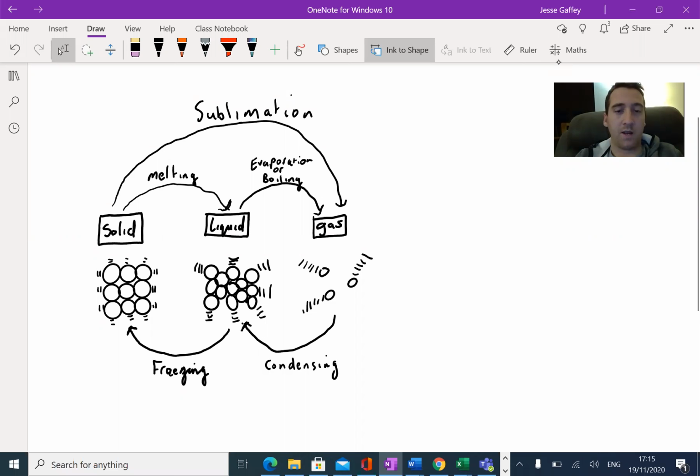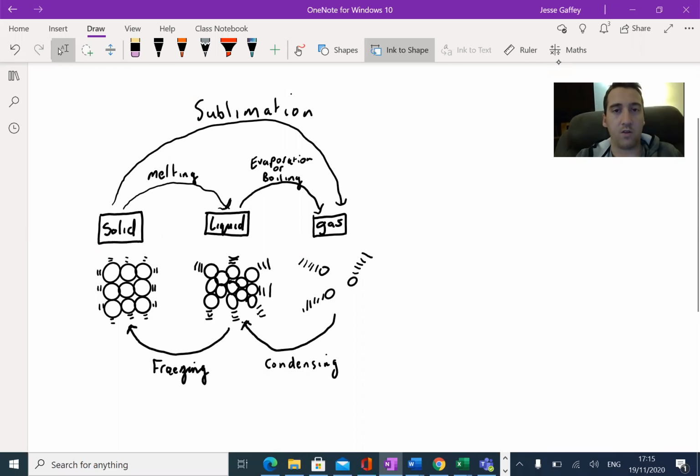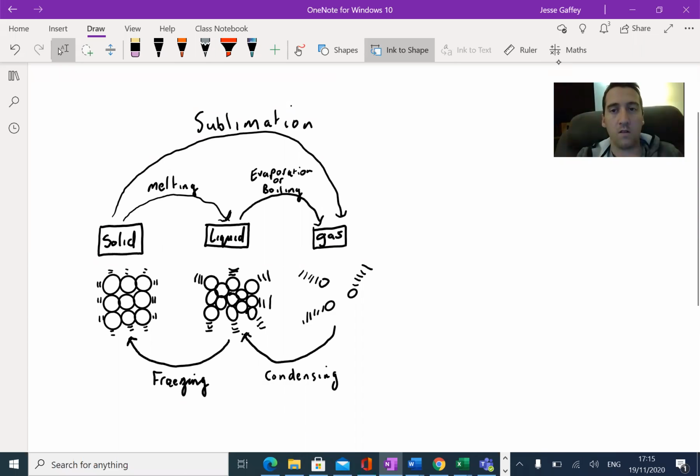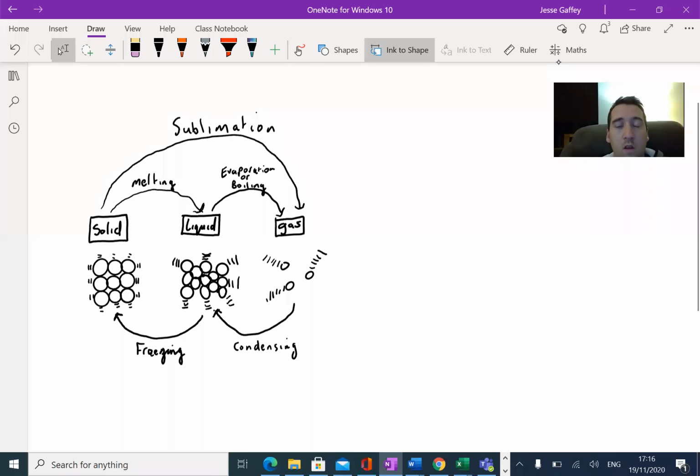Changes of state are examples of physical changes. There is no new substance made during this process. Okay, good. We're ready to move on and discuss the next bit.